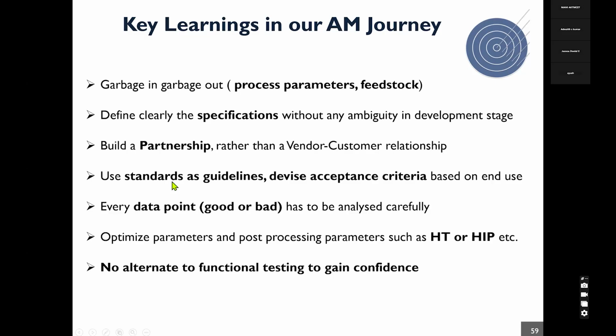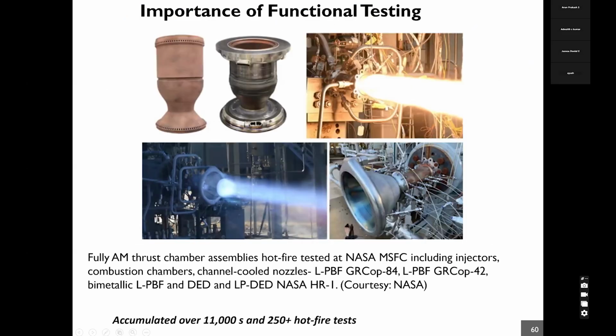And we are using standards as guidelines and devising our own acceptance criteria for the components that need to be inducted. Every data point during our development cycle, whether good or bad, needs to be analyzed carefully. And we also need to optimize the process parameters such as heat treatment or hot isostatic pressing. One important learning has been that there is no alternative to functional testing to gain confidence for inducting the part into our program. NASA does extensive functional testing before inducting the components into their program.